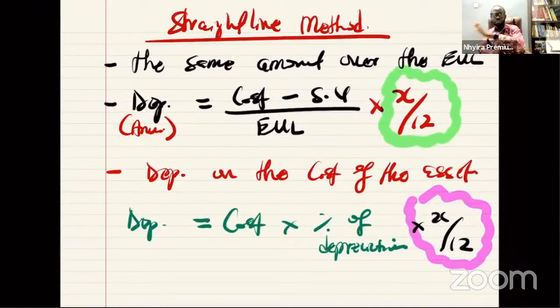The same amount of depreciation is charged over the useful life of the asset. The depreciation is going to be the cost minus the scrap value. If there is no scrap value, you just go ahead with your cost. You divide it by the economic useful life of the asset. Then if it is less than a year, x over 12 is going to be coming in there. But note also that with a straight line method, depreciation can be charged on the cost of the asset.